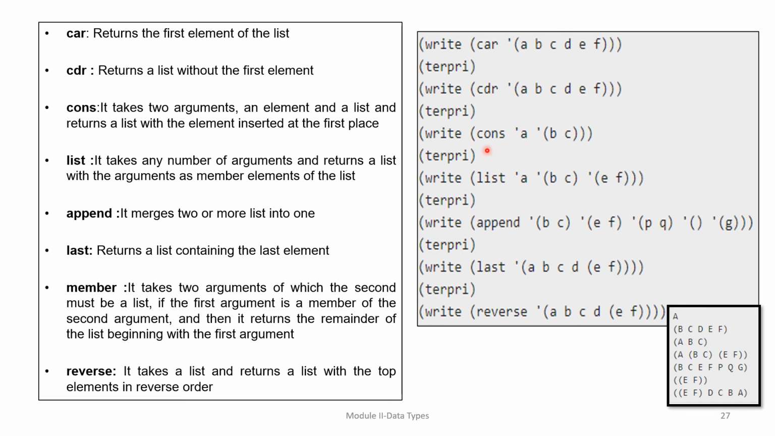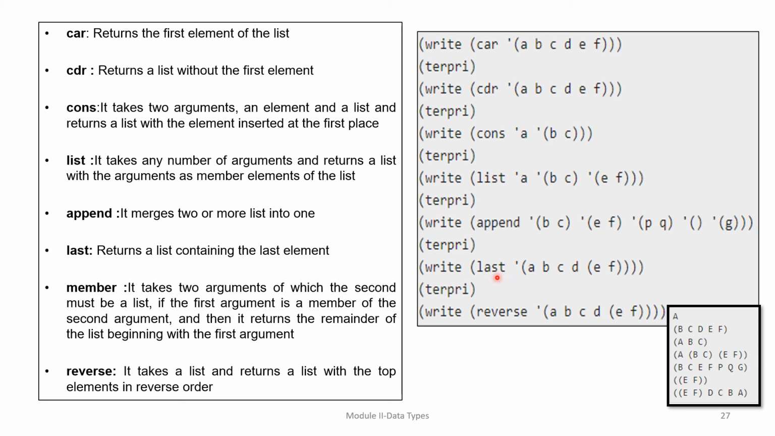And the next one is cons. It will take two arguments, an element and a list, and returns a list with the element inserted at the first place. So A, B, C is the result. Then list. List takes any number of arguments and returns a list with the arguments as member elements. So list has arguments A, B, C, E, F, and it will return A, B, C, E, F as the result. Then append. It merges two or more lists into one. So here you can see multiple lists, and they are all merged together into one.